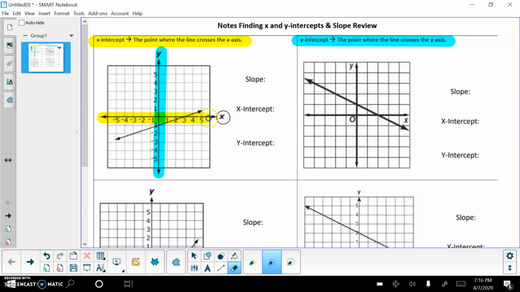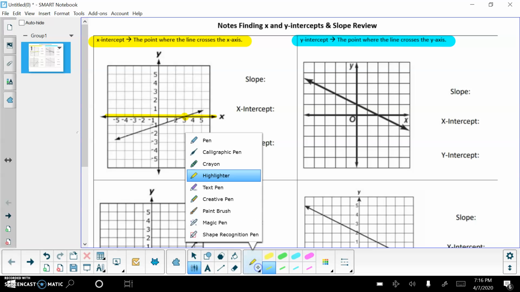I'm going to go back and erase this part. I'm going to look at this first example here. As far as x-intercept, here's my line, and I'm looking for where it crosses the x-axis. The point that I notice that's crossing is right there at that 3, because that is on the x-axis. And that line is crossing the x-axis right at the 3. So that's where my x-intercept is. I'm going to go ahead and write that in there.